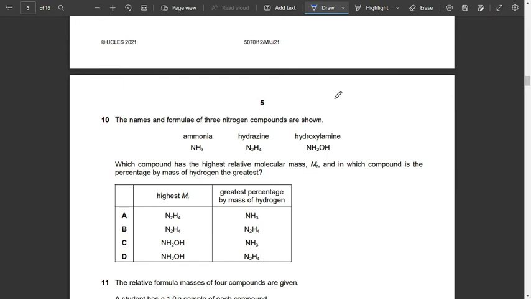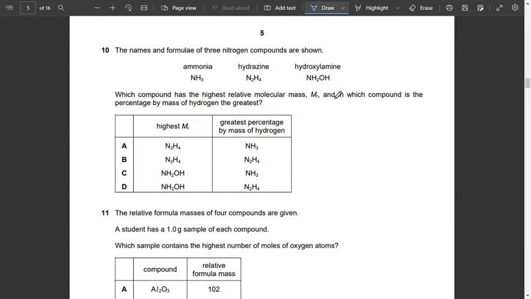Moving on to MCQ number 10. The names and formulas of 3 nitrogen compounds are shown: ammonia, hydrazine, hydroxylamine. Which compound has the highest relative molecular mass, Mr, and in which compound is the percentage by mass of hydrogen the greatest? So if we look over here, the highest Mr will be the one that has a greater number of atoms and heavier atoms.